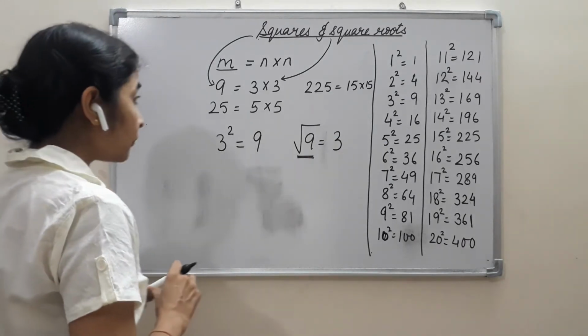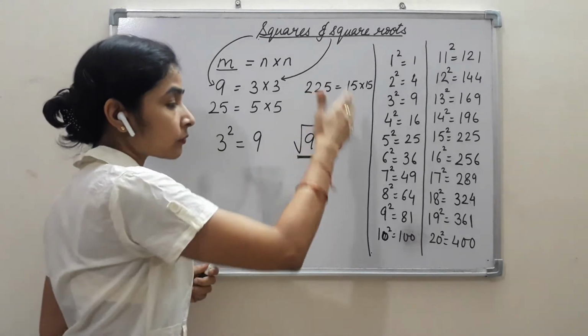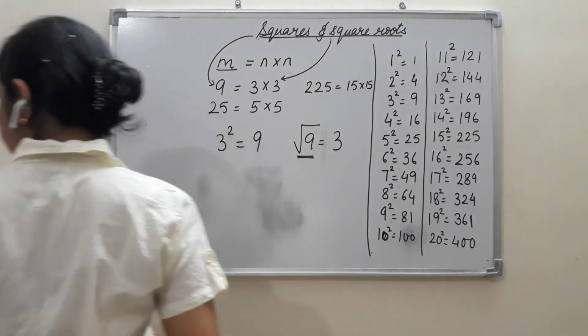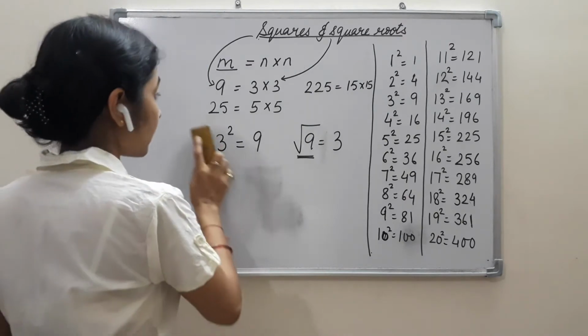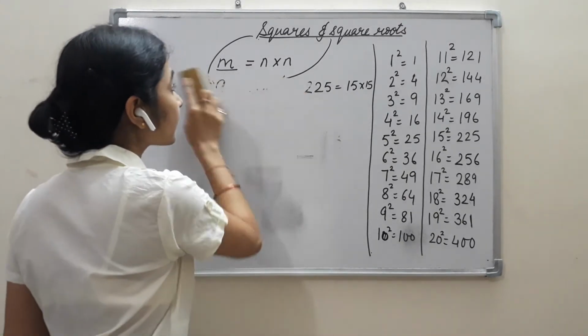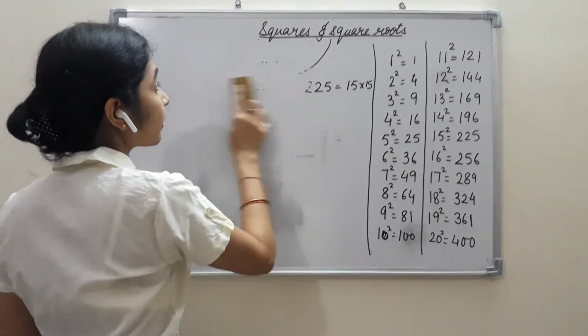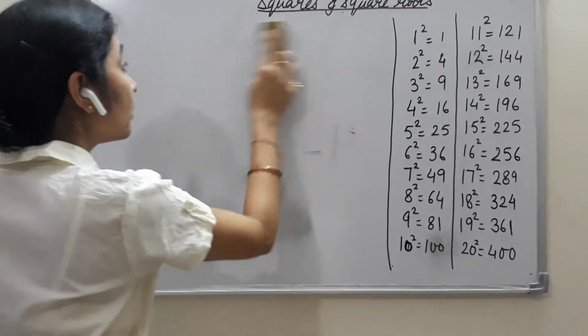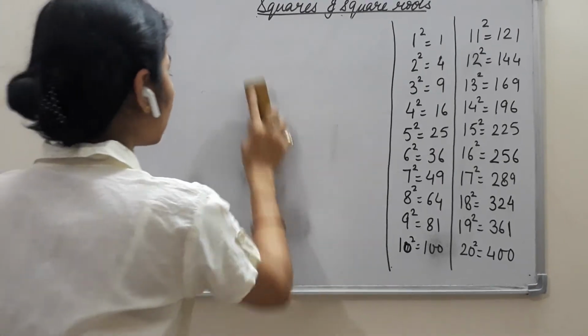Now we have written squares of numbers up to 20 here. Let us observe what is similar in these numbers. What are the characteristics of these square numbers? Let us observe these numbers and deduce something from it.